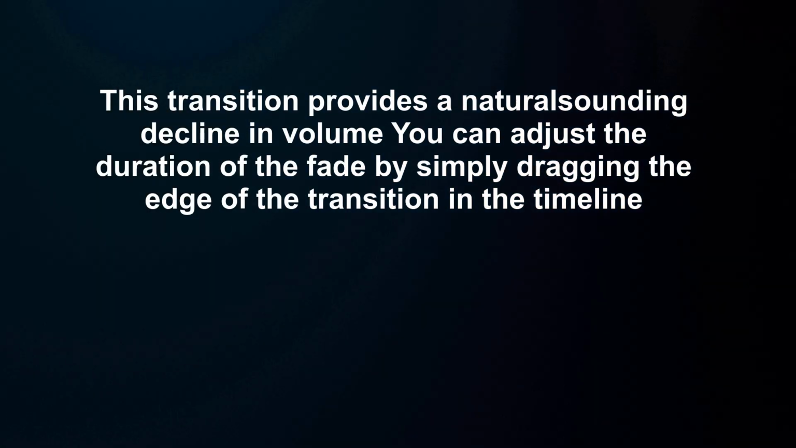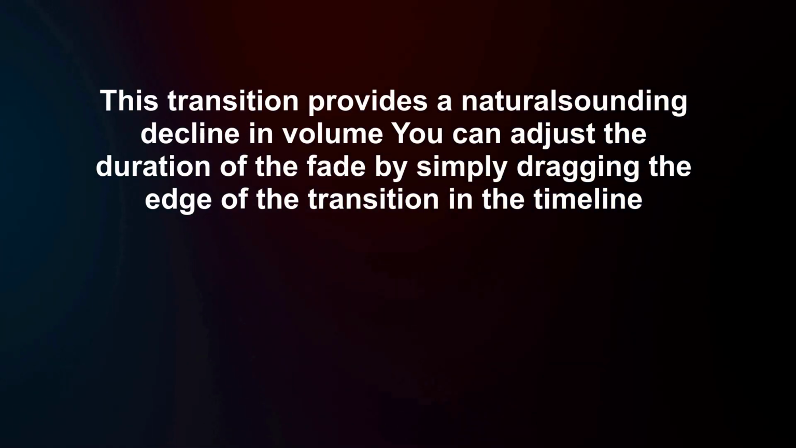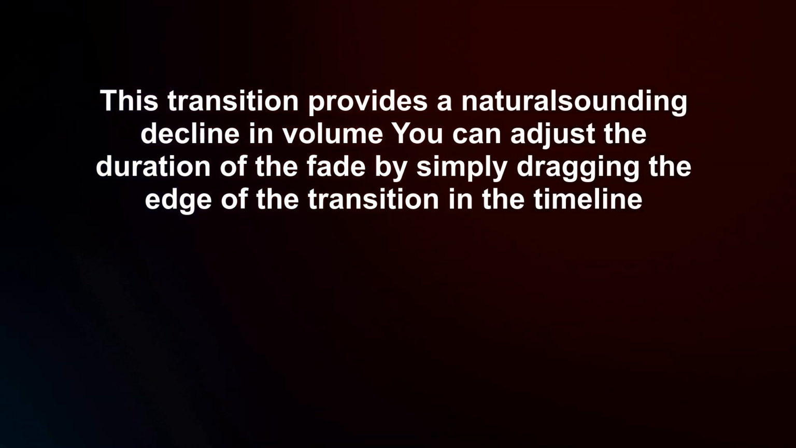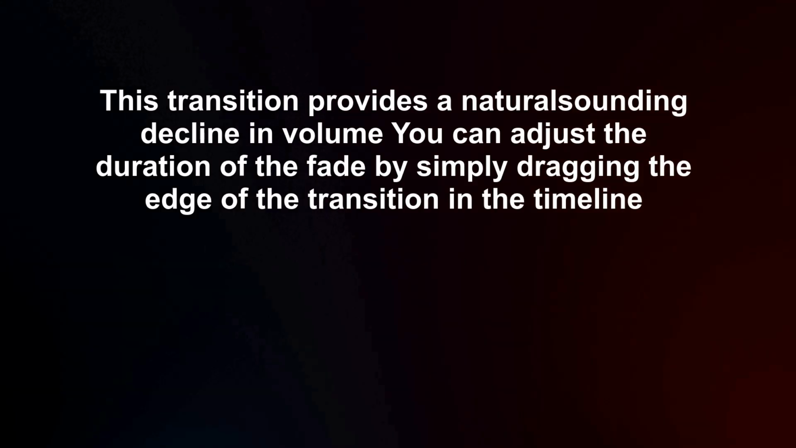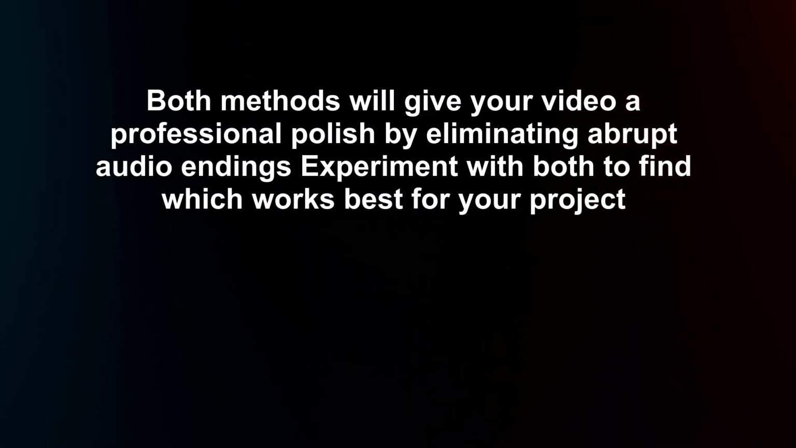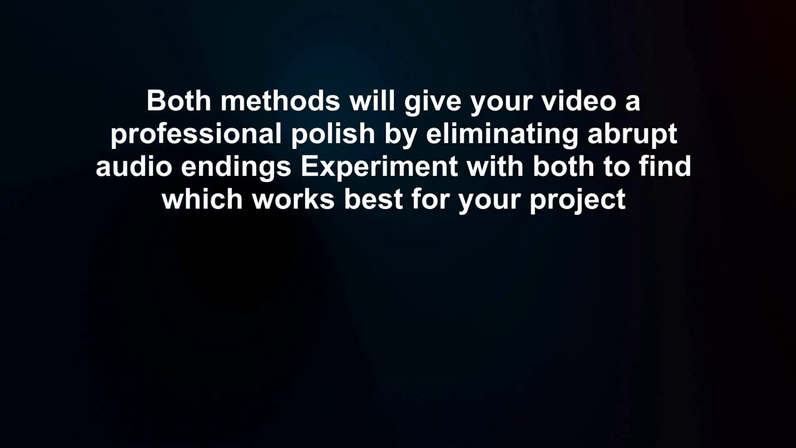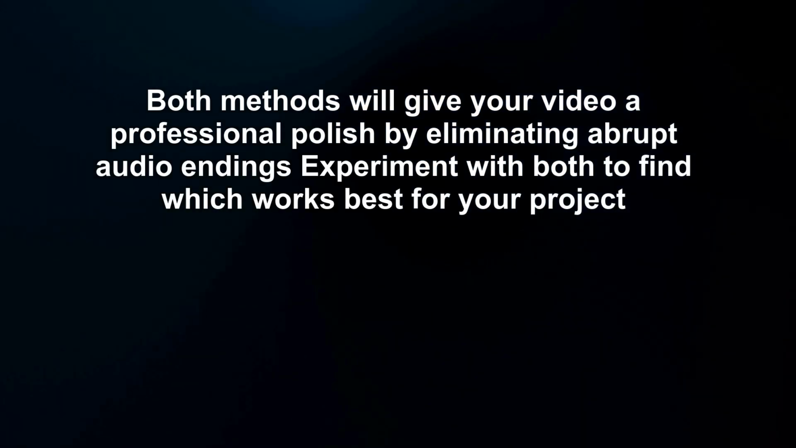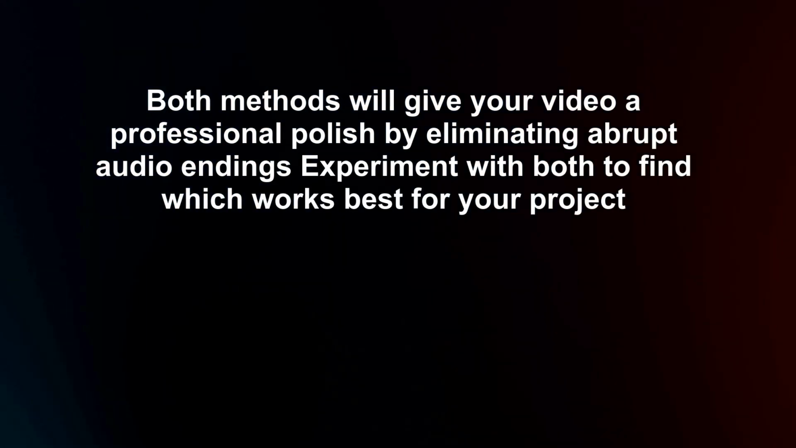This transition provides a natural-sounding decline in volume. You can adjust the duration of the fade by simply dragging the edge of the transition in the timeline. Both methods will give your video a professional polish by eliminating abrupt audio endings. Experiment with both to find which works best for your project.